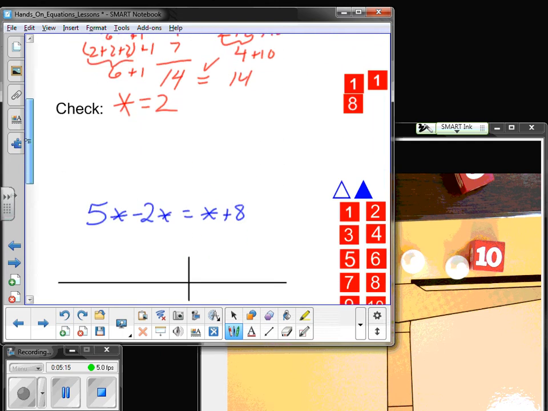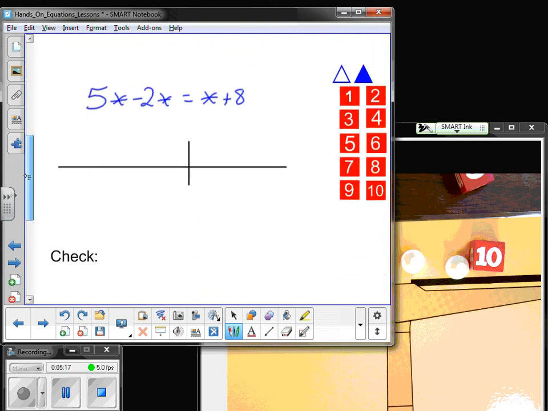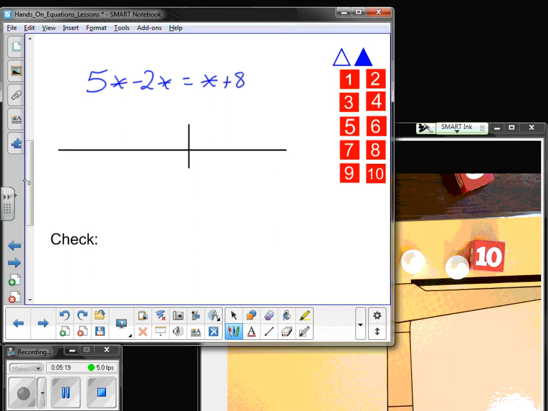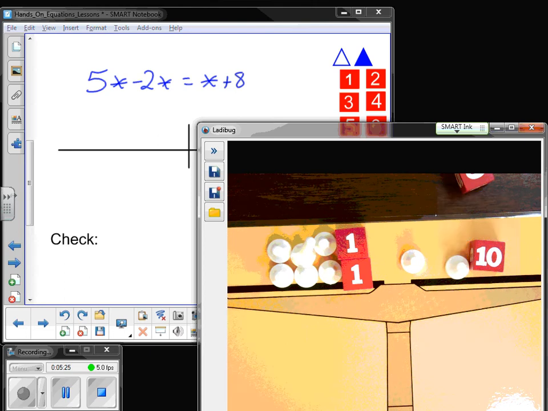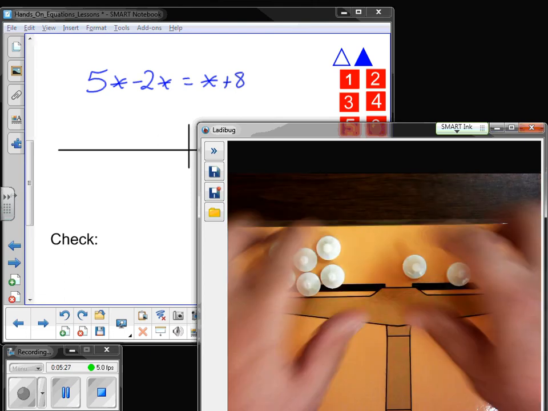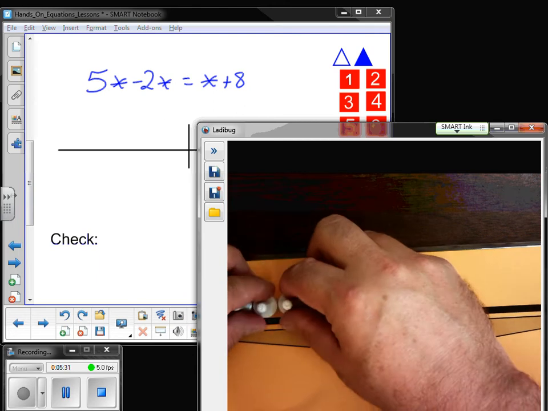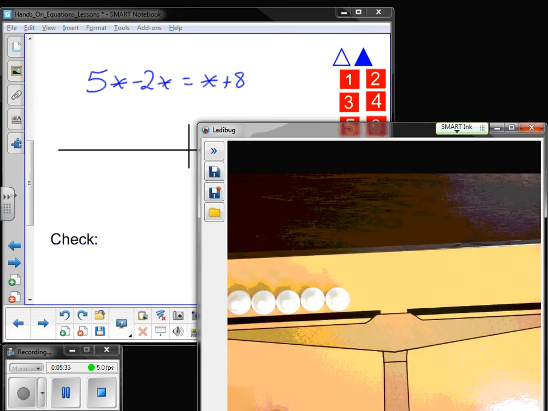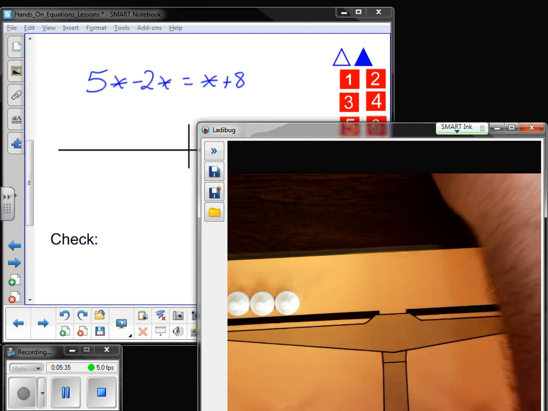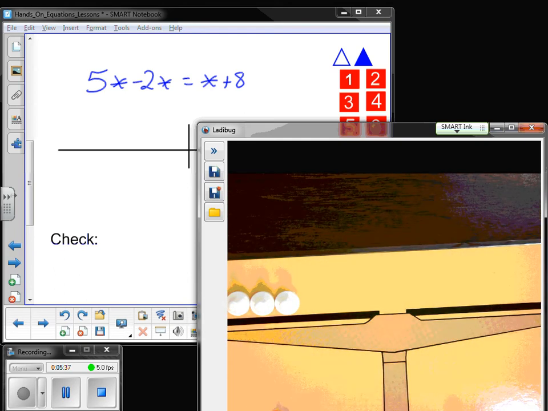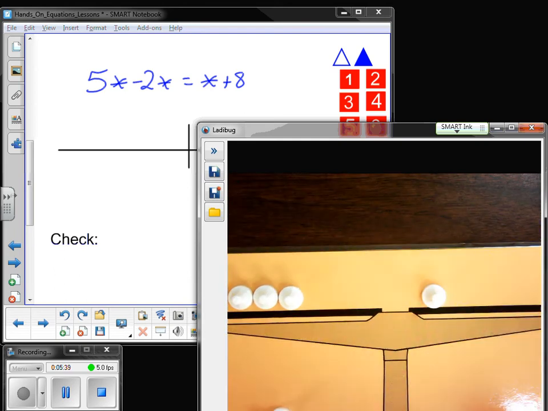Let's try another problem real quick. Oh, this one looks like a bit of a challenge. I got 5 star, take away 2 star equals star plus 8. So let's go to our board here. I got to have 5 stars. Ooh, that's quite a bit. So get them up there. Take away 2 stars. Remember, I take them away, I get them off the board altogether. They're gone. And then I got a star and then 8.